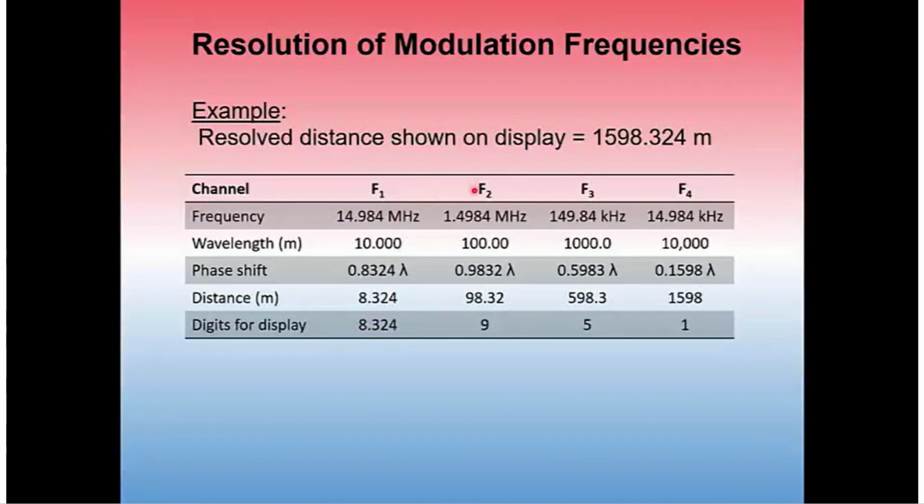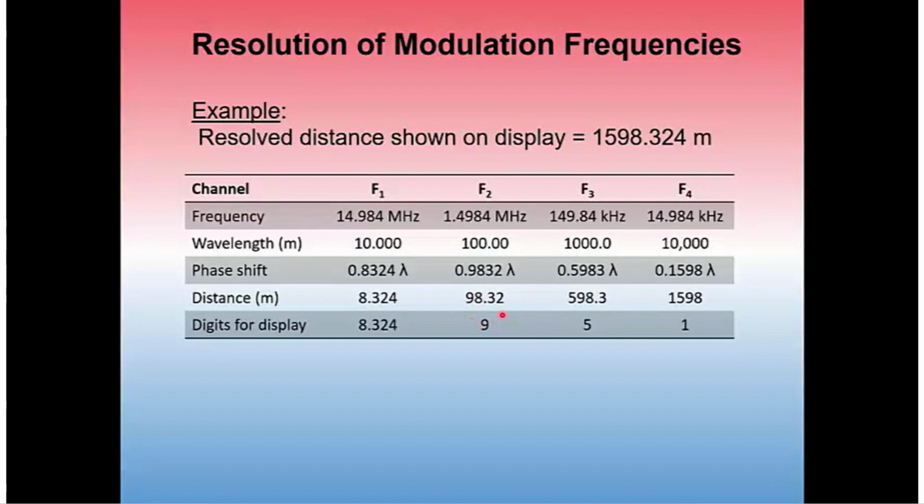Once we then send out the second channel, the second wavelength is sent out, and that wavelength of 100 meters, let's say in this particular case then that phase shift was 0.9832, almost a full wavelength. Well, the distance measured was 98.32 meters. The display then picks up an additional digit here. Notice that the 9832 has 3 common digits with the F1 channel distance of 8.324. These 8, 3, and 2 just verify that these first 3 digits in fact are correct, and that the 9 now is added to the display.